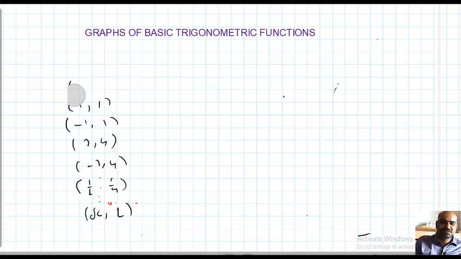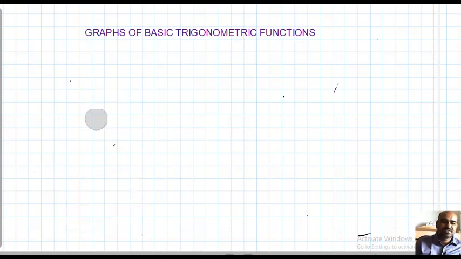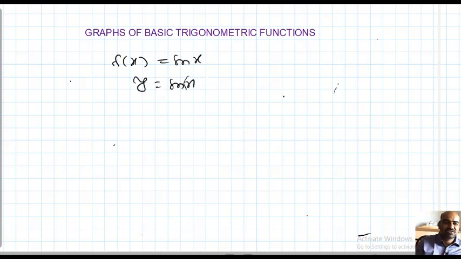Okay, students. The actual target is that f of x equal to sin x is given, meaning y equal to sin x is given. x is the domain, y is the range. As x varies, y will vary, and you get infinitely many ordered pairs. x is 0, y is 0. x is pi by 6, meaning 30 degrees, y is 1 by 2.